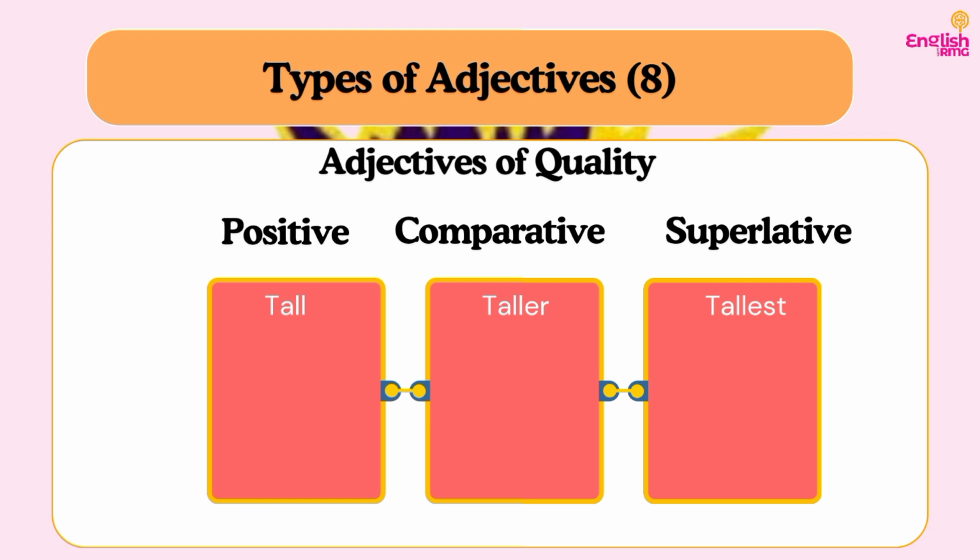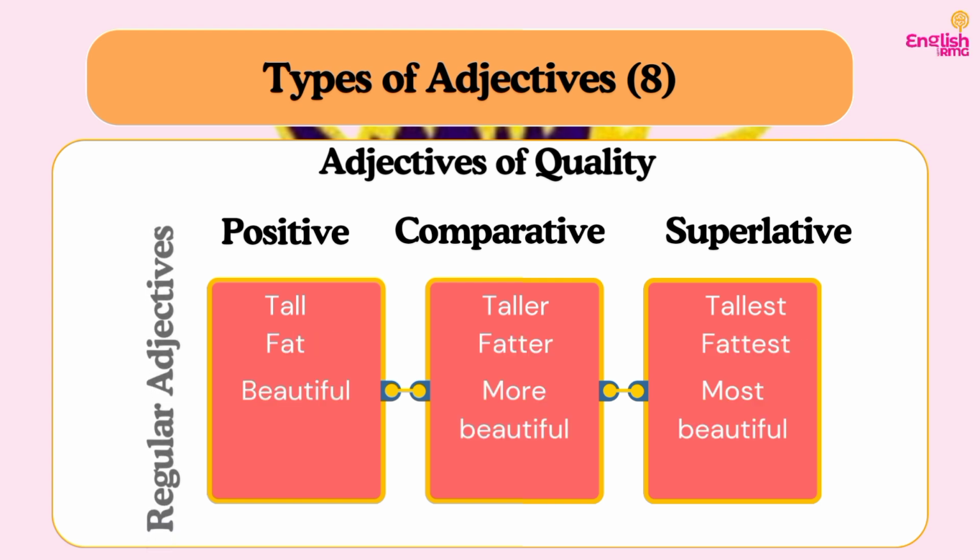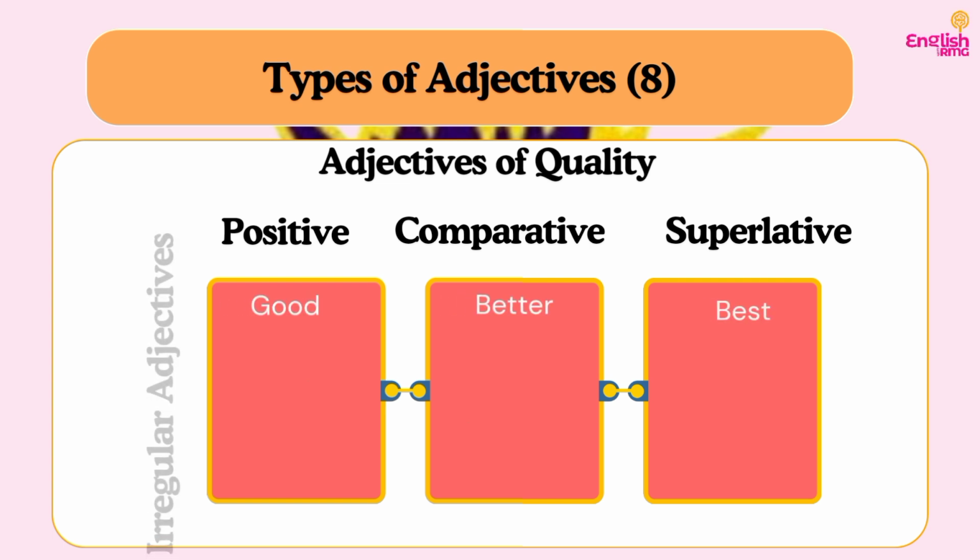So we have tall, taller, tallest. So you're familiar with this already, right? So we could also have fat, fatter, fattest. Do you understand? Then we could have beautiful, more beautiful, most beautiful. So we say these types of adjectives are regular adjectives because they are formed by just adding er or est, or by adding more or most to the adjective.